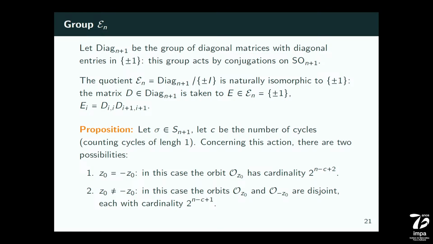So the other will have the same answer. Moreover, if you have Z0 equals minus Z0, in this case this orbit has the cardinality of 2 power N minus C plus 2. If it happens, for example, what we have is that the real part is different than 0. No, it's equal to 0, sorry. Here it is different than 0. And in this case, these orbits are disjoint, and each of them has this cardinality, okay?